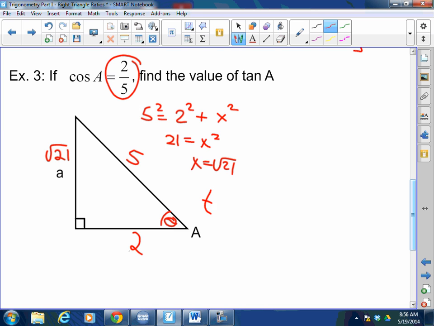Now that I have all the values, I want the tangent of A. TOA. Tangent of angle A would be opposite over adjacent, square root of 21 over 2. Guess what, guys? You're doing trig.